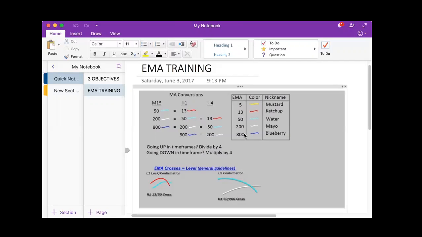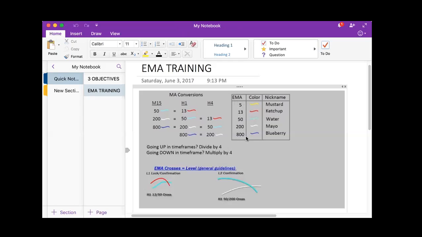You can also tell when a pullback is happening. A lot of times price will pull back to these EMAs. So let's go ahead and go into it. Sorry about the nicknames, that's something I'm working on. I may even change these up. What we're going to see is you're going to be working with the 5 EMA, which is the yellow line. We consider that the mustard. The 13, which is the red line. The 50, which is the sky blue. The 200. And then also we have the 800.